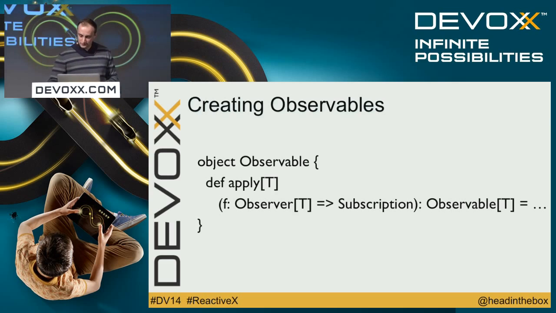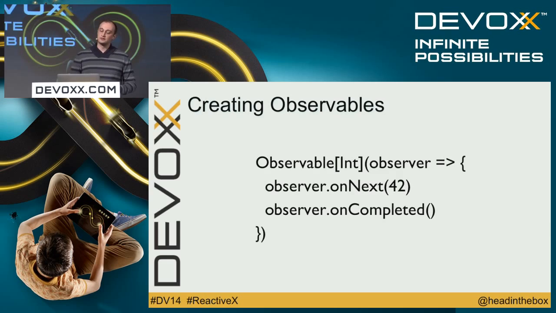All right, that's the definition. How do we use it? Very simple. In Scala, we just call this apply method and give it a function that takes an observer. And then on this observer, we can call those 3 functions that we were talking about earlier. So we can call onNext, send in a number, and then call onCompleted. This is obviously a very simple stream, which just emits a number and then completes immediately.